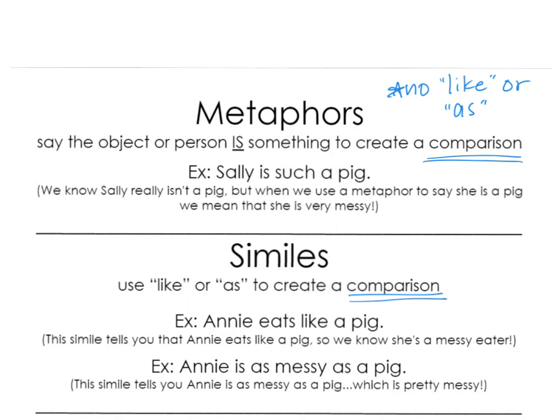And we remember, this is a strategy we use in our writing. So we're using this to create a better picture in our reader's mind of what we're trying to say. So instead of saying Sally is messy, we say Sally is such a pig. And then the reader can say, oh, okay, well, I know pigs are messy, so Sally must also be messy. And that happens in your brain without you even realizing it when you're reading a book, okay? So these just really help paint a better picture in your mind.